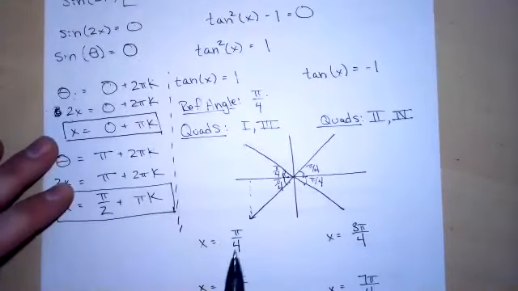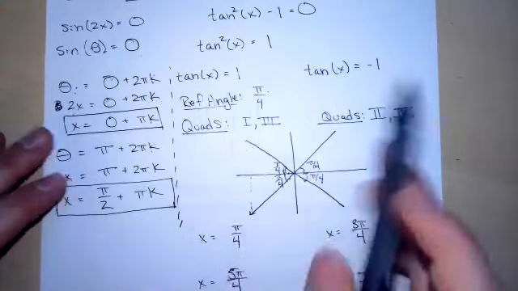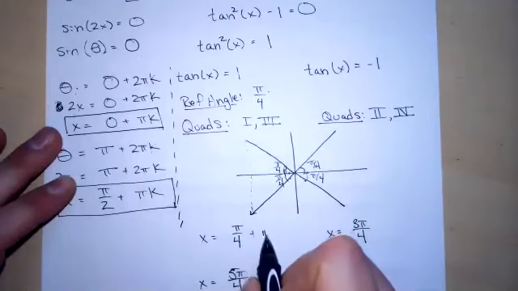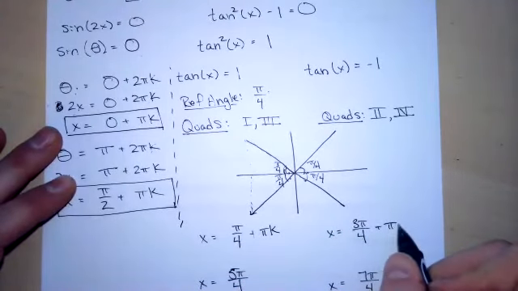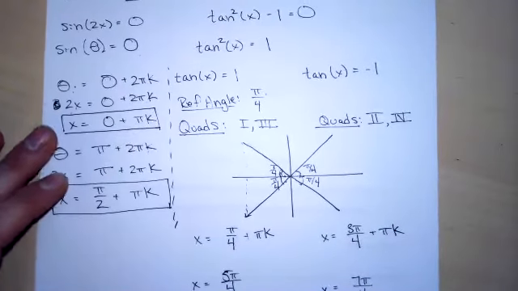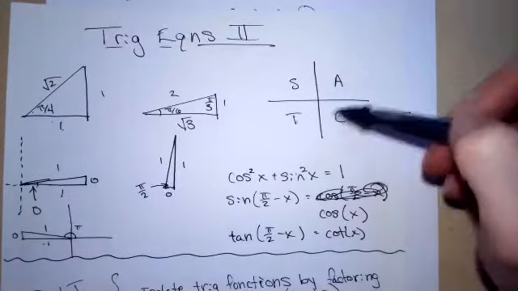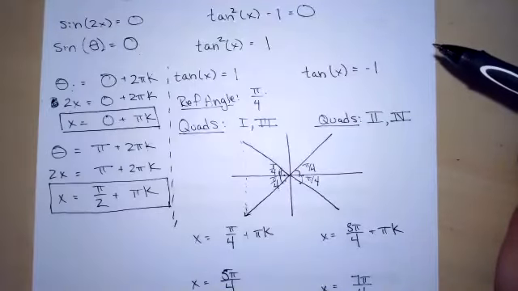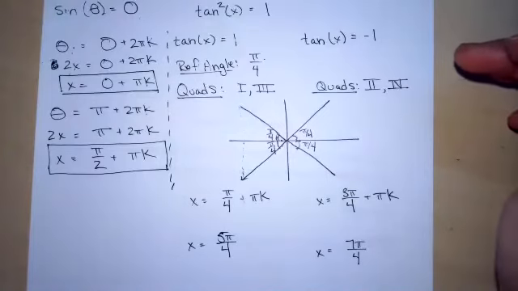For tangent and cotangent, there's no scaling factor in front of the x. So all we have to do is add on pi k. And this is because the period of tangent and cotangent is pi. Tangent's kind of just the magical one that's every other quadrant you start to have the same values. So we only need to add pi k's for tangents.